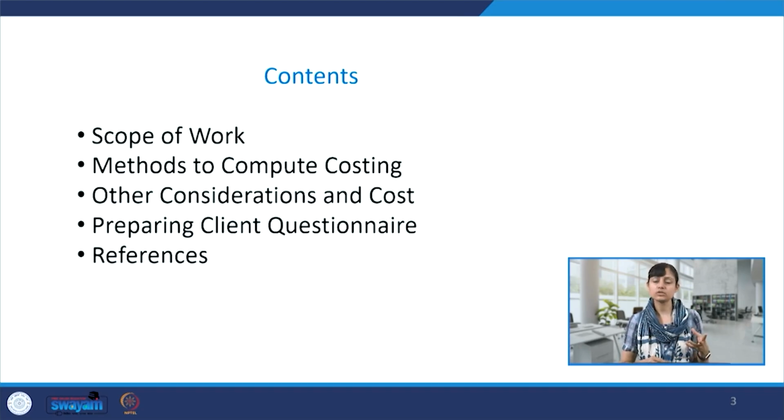For the contents today, I'll be focusing on what is the scope of work for an interior designer, what are the methods they employ to compute costing, and there could be other considerations and reasons for costing sometimes, what could they be, and how does one communicate with the clientele, how they prepare the client questionnaire, and some references.